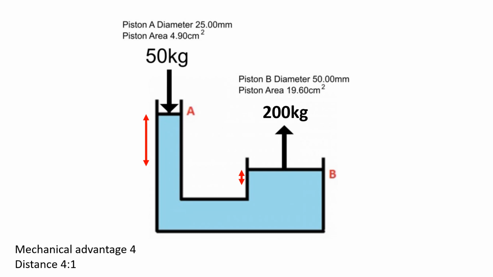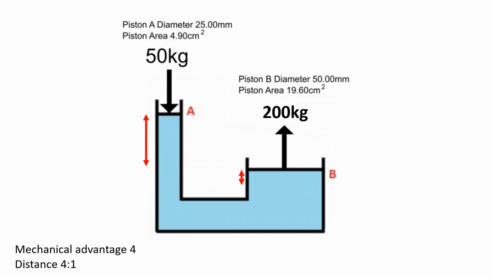Let's have a look at a practical example of surface area and mechanical advantage. Here's the classic hydraulic jack diagram. In this example, we can see we're exerting a force of 50 kilos and we are able to lift 200 kilos. Therefore, I have a mechanical advantage of 4.